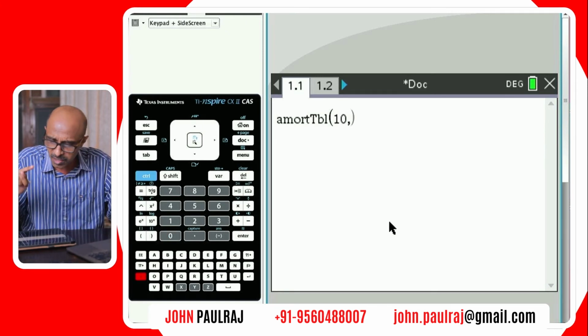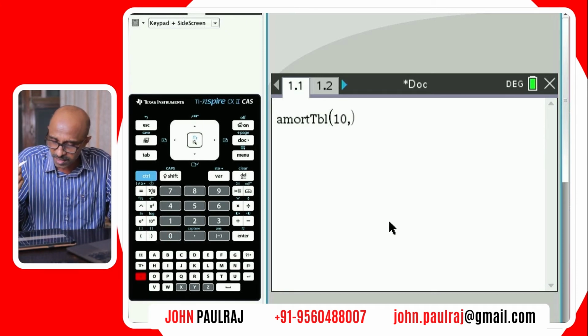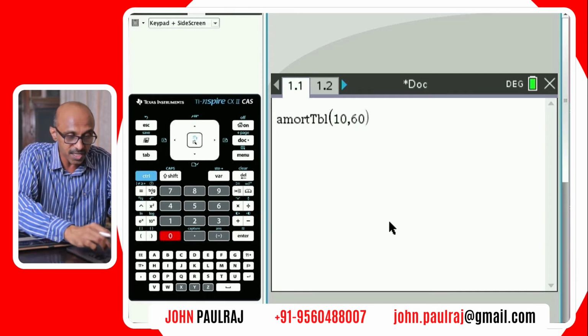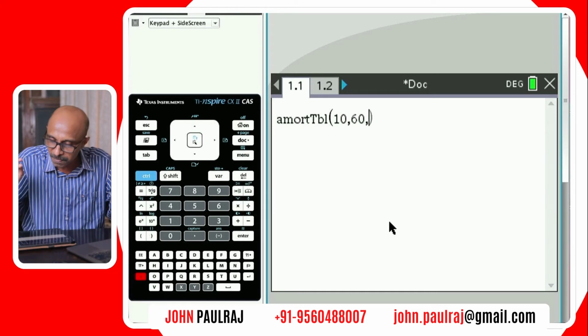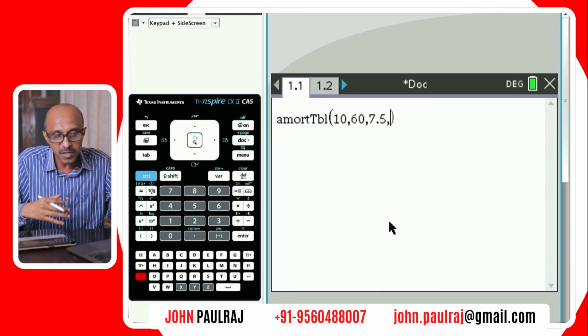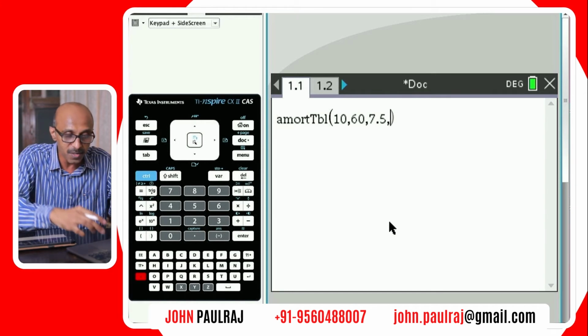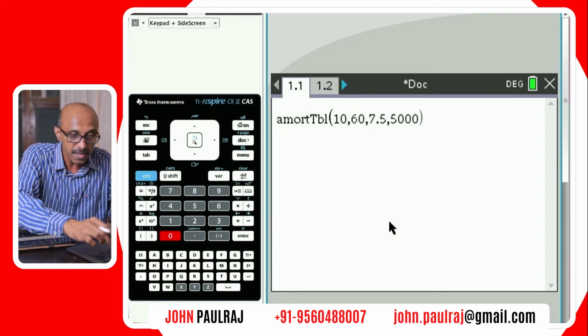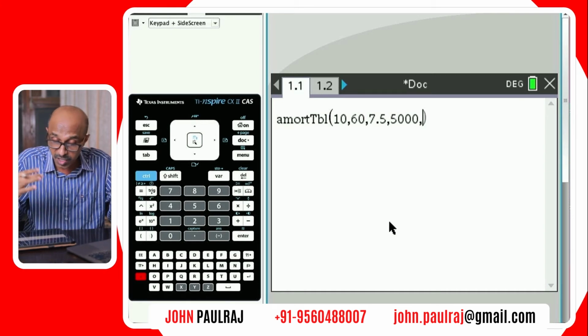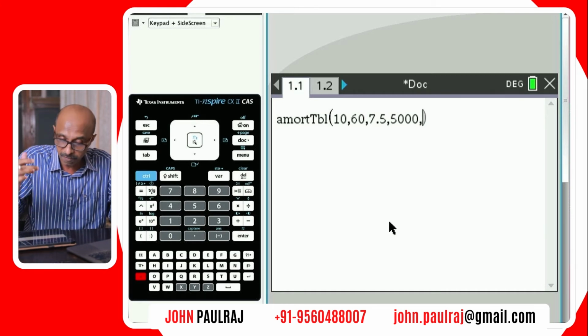The next entry is the total number of repayments. That's going to be 5 times 12, because it's 5 years and 12 months, and so that's 60. The next entry is the interest, which is 7.5. And then the present value is the amount that the bank has loaned him, which is 5,000. And then is the payment, which is the monthly installment that we calculated in part A.